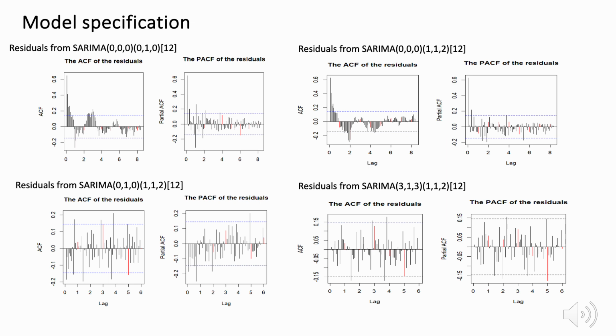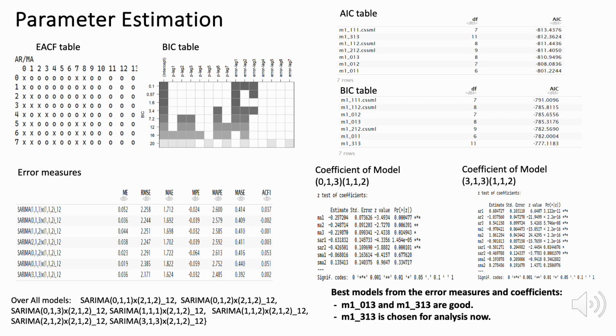ARMA order combinations. We tested several SARIMA models by adjusting AR, MA, and seasonal terms to capture both the short-term dependencies and yearly seasonality. To select model parameters, we relied on ACF and PACF plots to identify AR and MA lags, EACF and BIC tables to narrow down model combinations, seasonal differencing and regular differencing to address the trend and seasonality, and evaluated models using error metrics like AIC, RMSE, and MAPE.